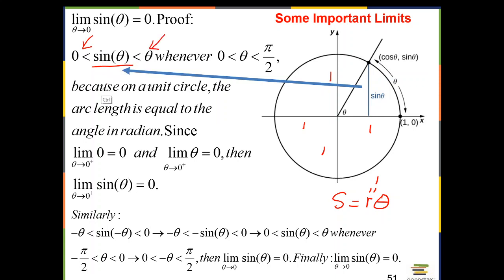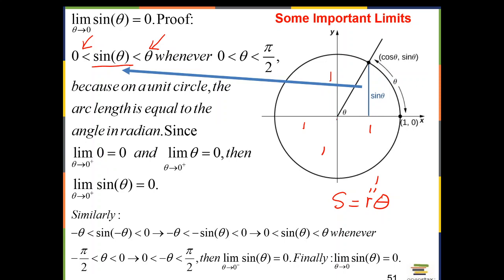Now what happens when theta approaches 0 from the right, this way, from the right? Well, the 0 and theta have no place to go. They have to approach 0 and 0. So if these two go to 0, sine theta goes to 0. So from the right, we know that happens.